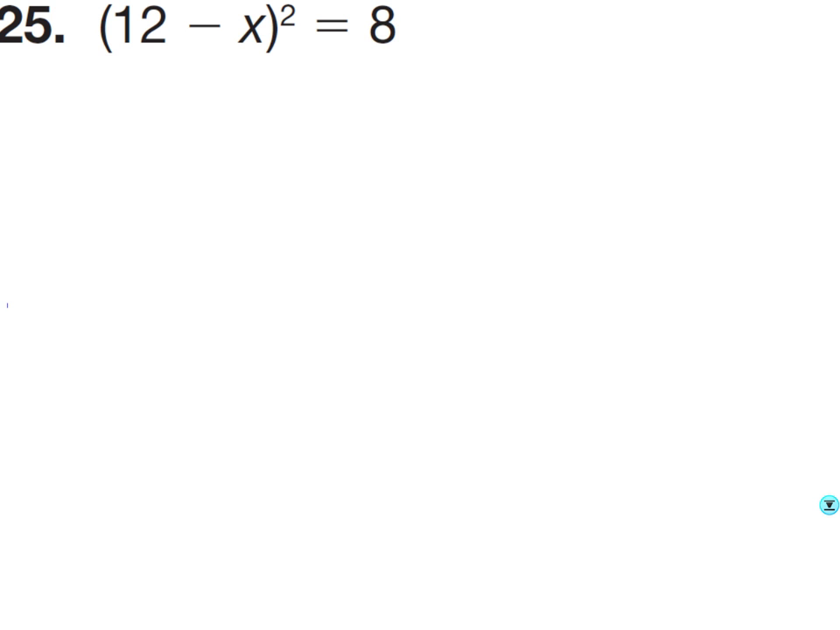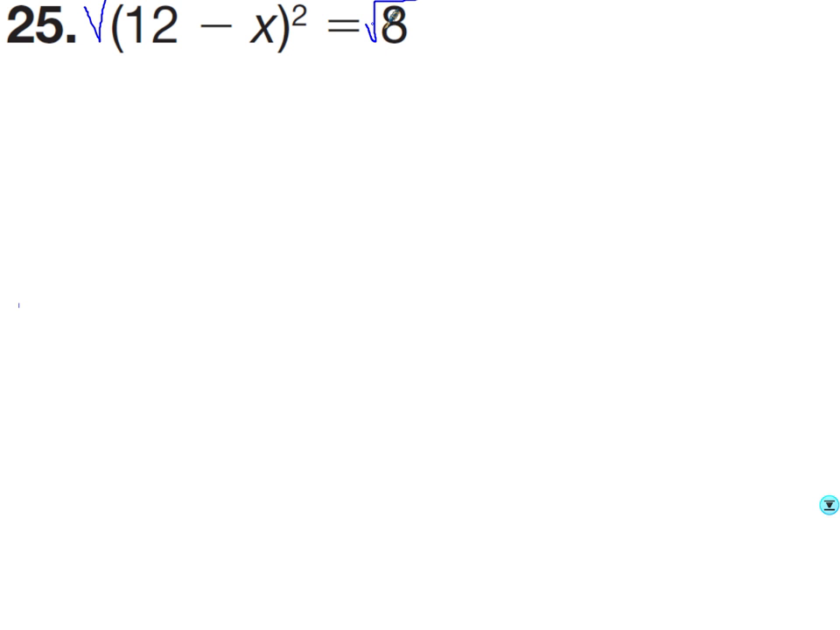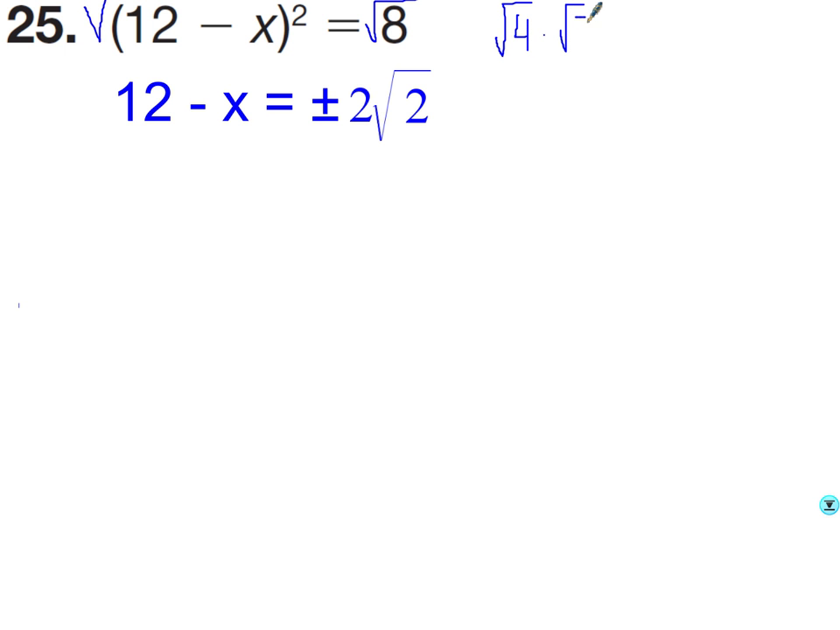Okay, number 25 on the homework is a beast. It starts off pretty simple. Square root both sides. Okay, 8, not even that big of a number. So I get 12 minus x equals plus or minus 2 root 2, because the square root of 8 is the square root of 4 times the square root of 2. The square root of 4 is 2, and bring down the root 2. So that's how I get there. Not too bad.